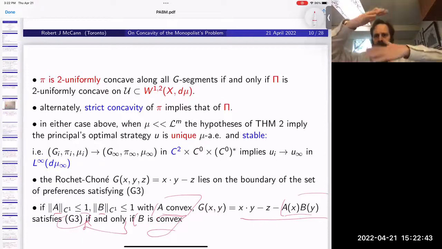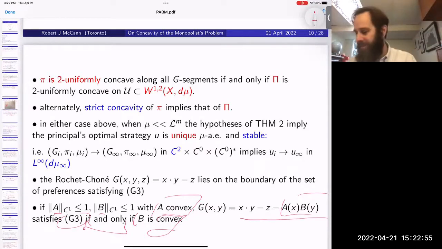So if the agents and products lived on convex graphs, then you would be respecting G3. But if the agents lived on a convex graph and the product types lived on a saddle or a concave graph, then you'd be violating G3.